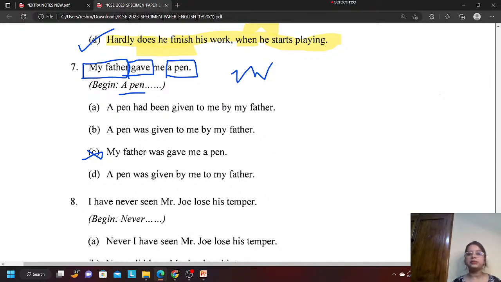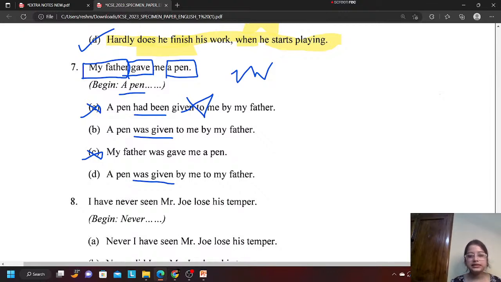When you are changing a simple past tense to passive form, we will use helping verbs, not had. Why? Because this is becoming perfect, no? Past perfect uses had. So, how can we use a had over here? So, we can use helping verbs, was given over here. Pen is singular, so was given we can use. So now see, so A and C is cancelled. B and D remains. What have you written? Everybody has written B.